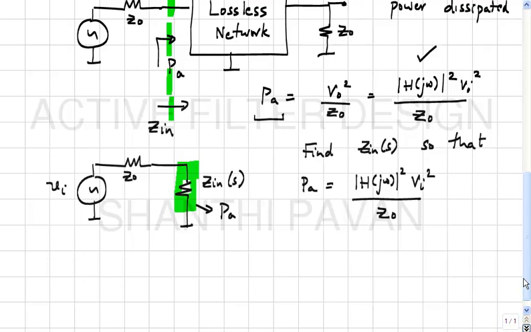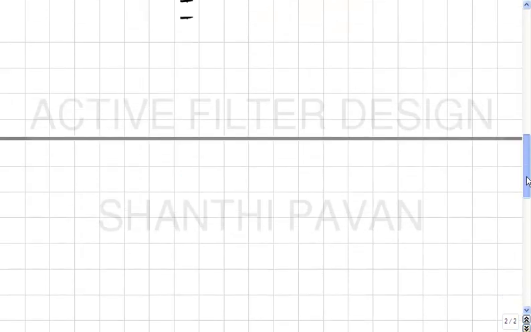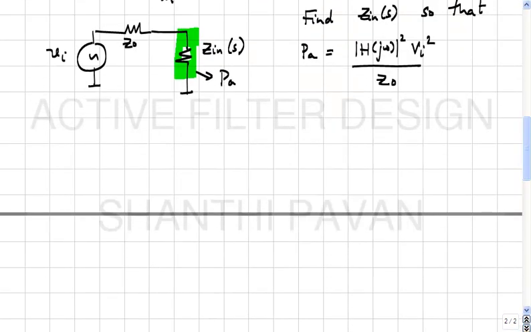Okay, now let's get back to some old stuff that you know already. So if you have a network like this, what is the expression for power dissipated in the resistor in Zin of S?